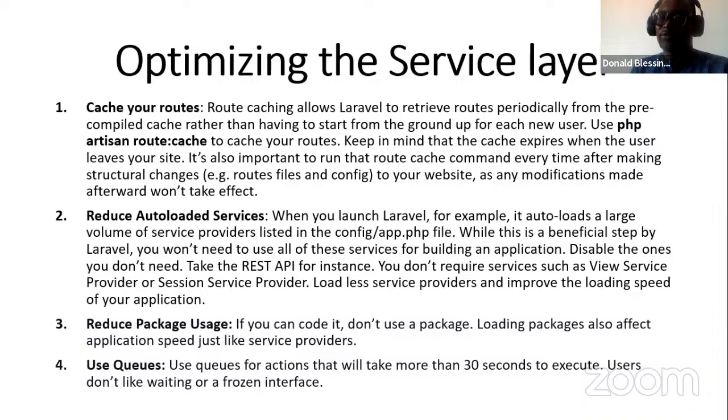Use queues for actions that will take more than 30 seconds to execute. If you are uploading 30,000 records, for instance, it is not wise to do it directly. Use queues, create jobs, and dispatch them so that they can be working at the background while the user does other things. Recently, it's easy to send notifications from the back end to the front end.